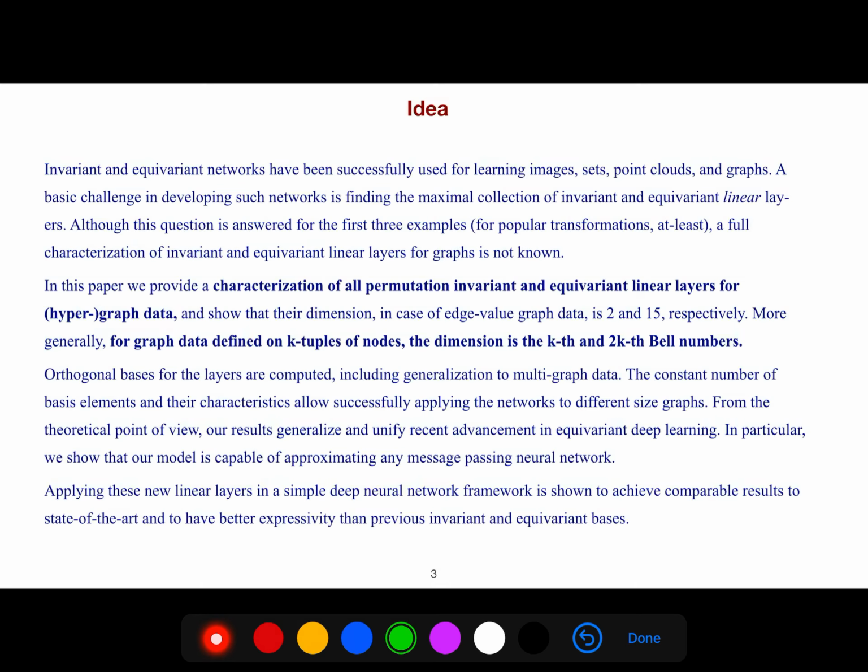More generally, for graph data defined on k-tuples of nodes, the dimensions are the k-th and 2k-th Bell numbers. Orthogonal bases for the layers are computed, including generalization to multi-graph data. The constant number of basis elements and their characterization allow successfully applying the networks to different size graphs.